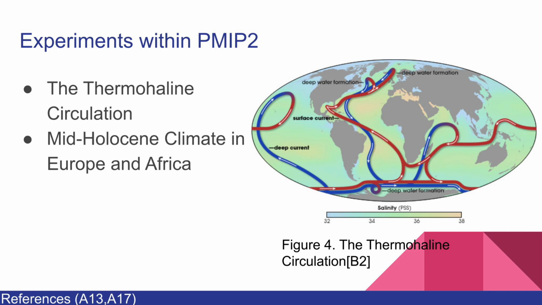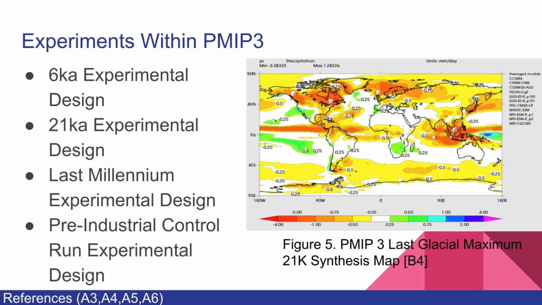This specific experiment explores changes within the thermohaline circulation, which are deep ocean currents controlled by the temperature and the salinity of the water, visually represented in Figure 4 to the right. Another experiment deals with the variability of climate of Europe and Africa during the mid-Holocene era to discover if there are any similar climate patterns between those continents between 6,000 and 1,000 years ago.